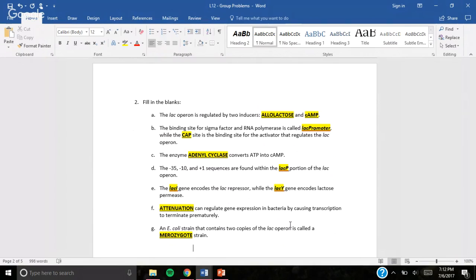And so for E, we found that the LAC-I gene encodes the lac repressor, while the LAC-Y gene encodes the lactose permease. And attenuation can regulate gene expression in bacteria by causing transcription to terminate prematurely. For G, an E. coli strain that contains 2 copies of the lac operon is called a merozygote strain.